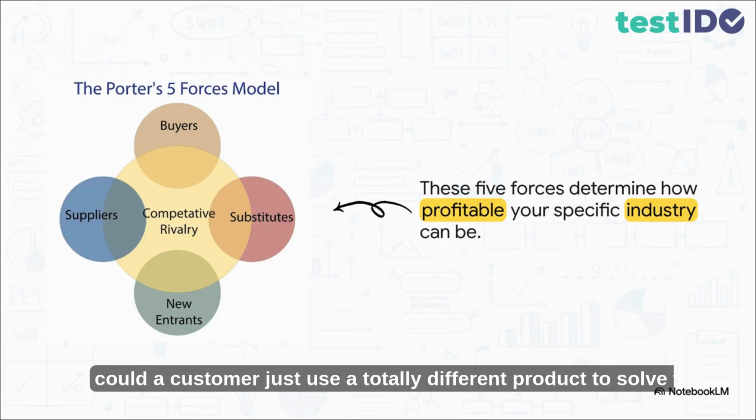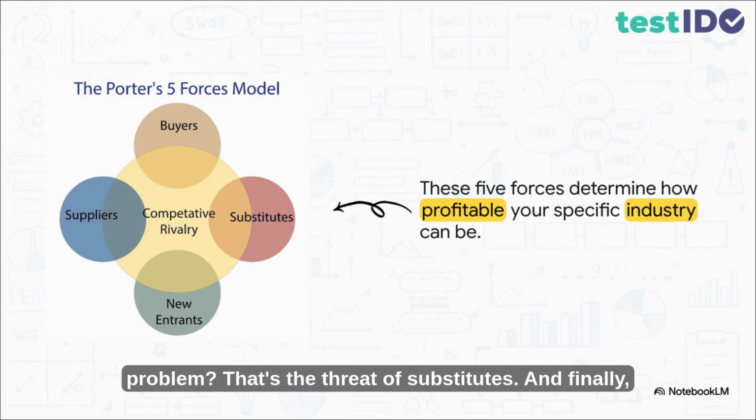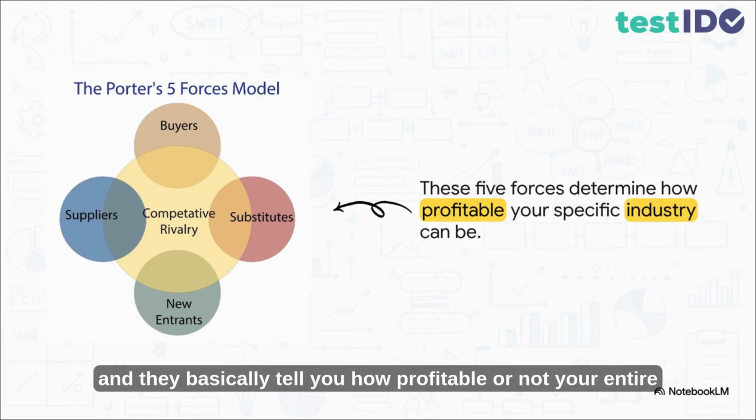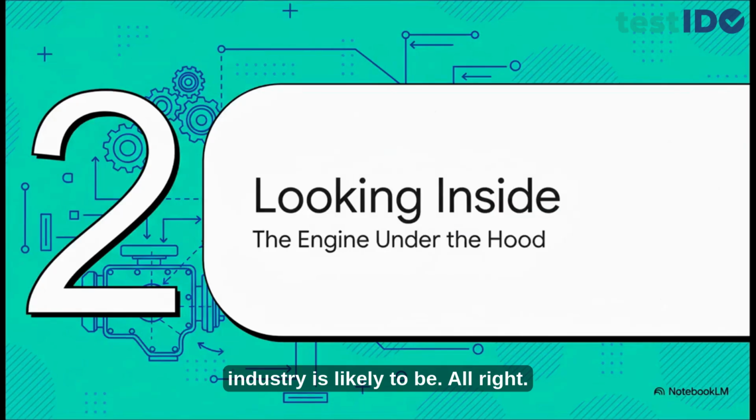Next, could a customer just use a totally different product to solve their problem? That's the threat of substitutes. And finally, how intense is the fight with the rivals you already have? That's the intensity of rivalry. You put all 5 of these together and they basically tell you how profitable or not your entire industry is likely to be.